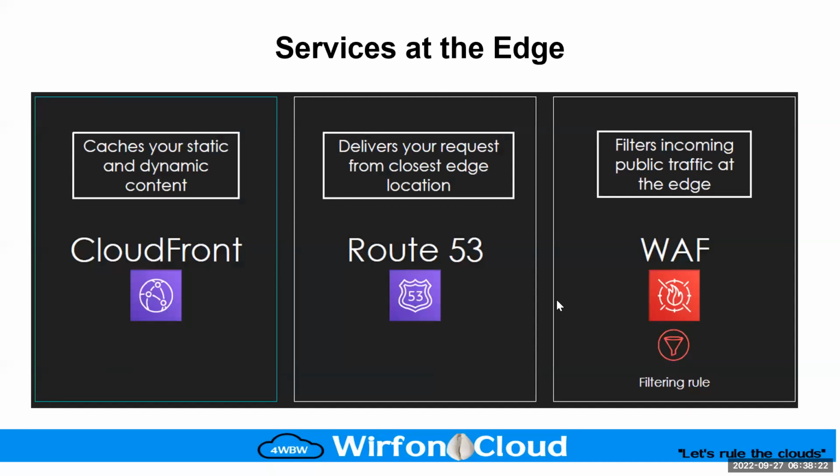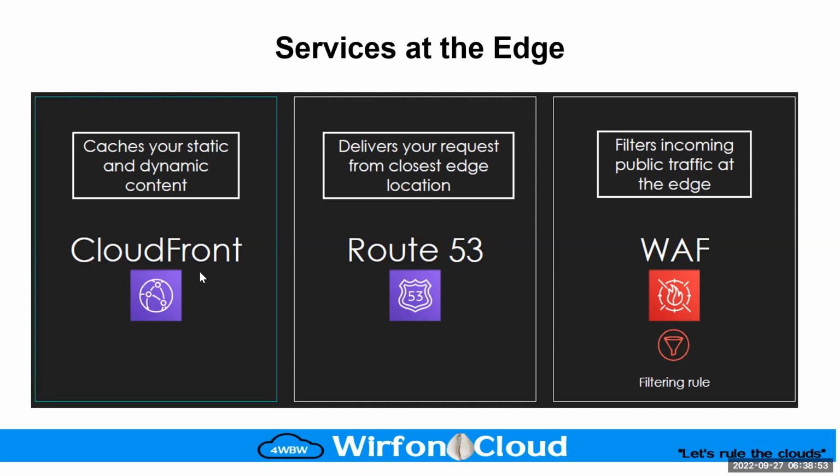So now we look at services at the edge. You have CloudFront, which caches your static and dynamic content. We have Route 53 that delivers your request from the closest edge location. WAF filters incoming public traffic at the edge. So these are mainly services that would use the edge locations.